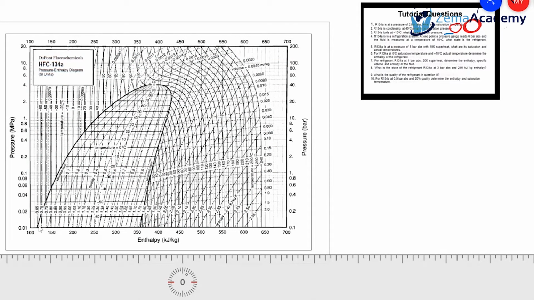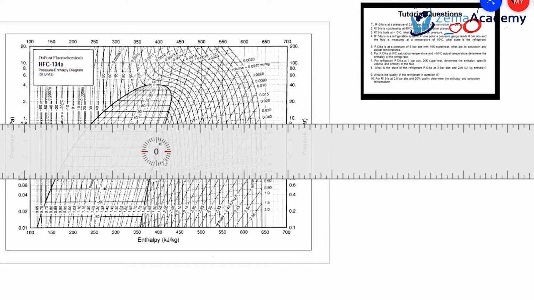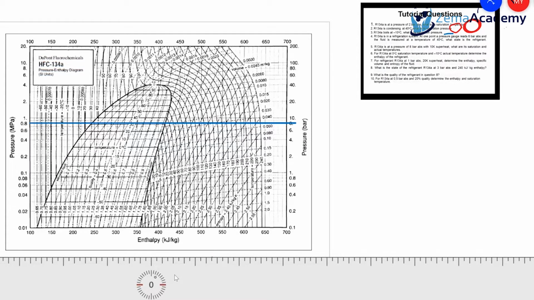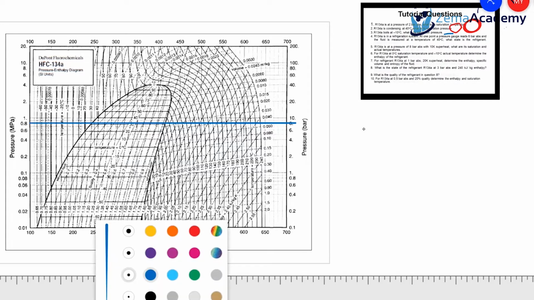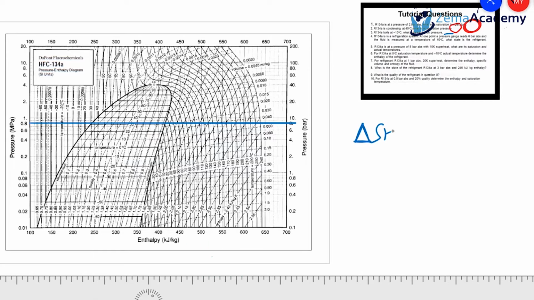Question number 5 says that R134a is at a pressure of 8 bar. So let's use the information that we have. Let's find where 8 bar is. 8 is here. 8 bar with a 10 K superheat, so we know the degree of superheat. What are its saturation and actual temperatures? The degree of superheat is T actual minus T sat, which is the saturation temperature.